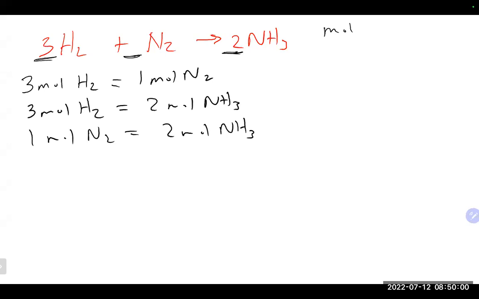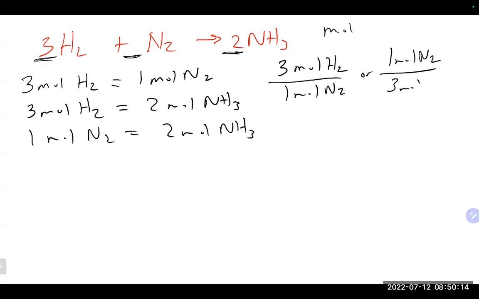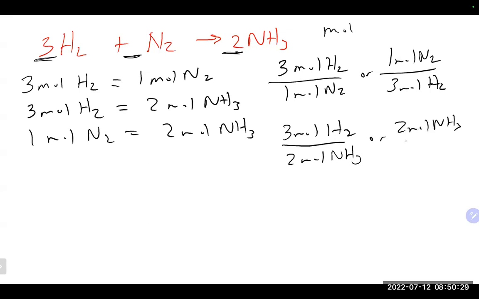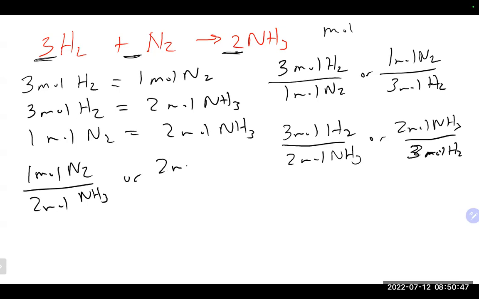So for each of these equalities that we see, you could write 2 conversion factors. For the first one, you could write 3 moles of H2 over 1 mole of N2, or 1 mole of N2 over 3 moles of H2. For the second one there, you could write 3 moles of H2 over 2 moles of NH3 or 2 moles of NH3 over 3 moles of H2. And lastly, for the bottom one there, you could do 1 mole of N2 over 2 moles of NH3 or 2 moles of NH3 over 1 mole of N2.